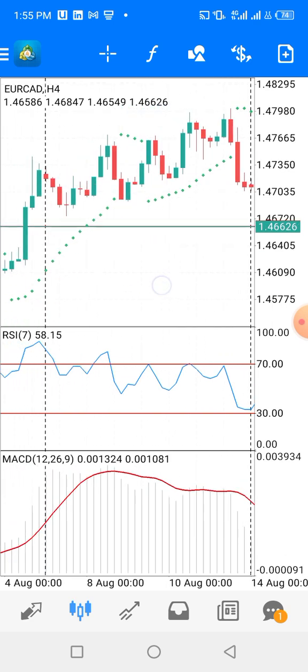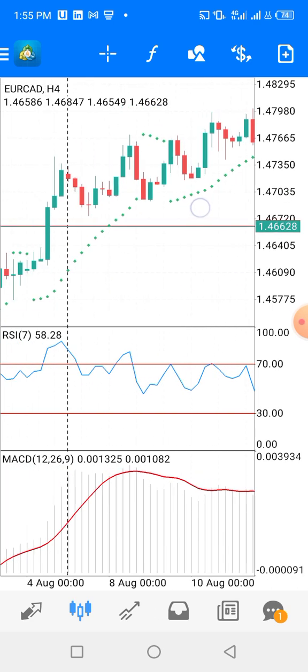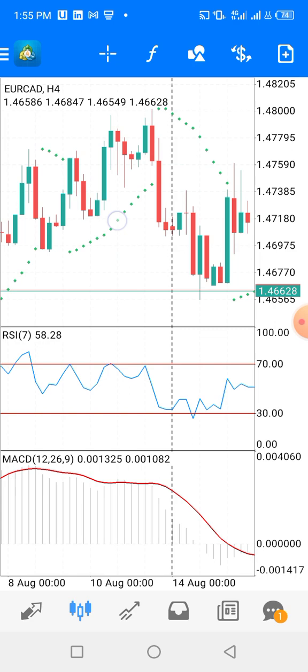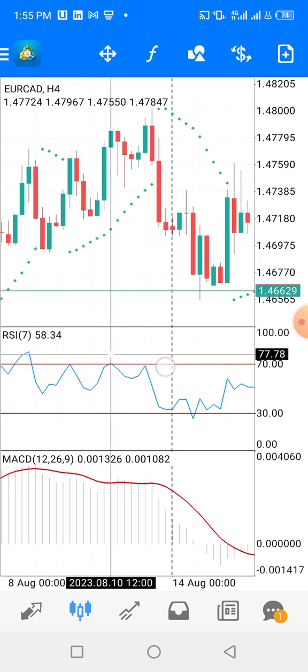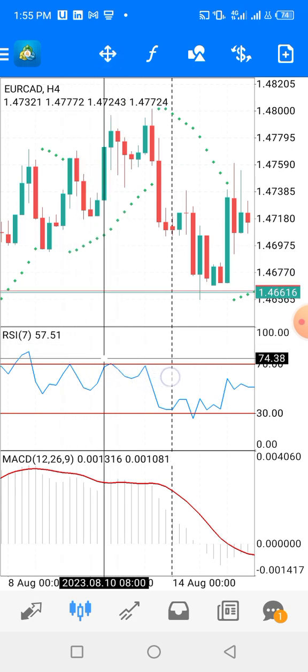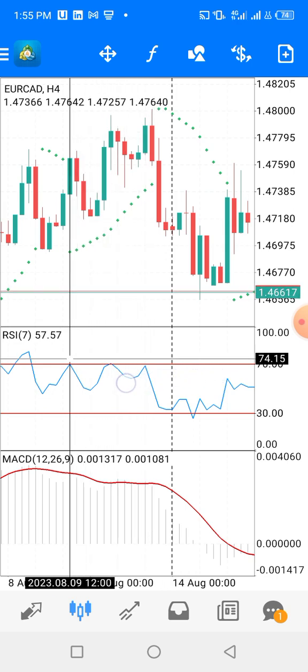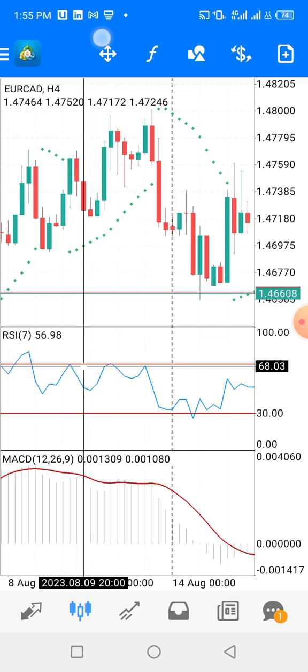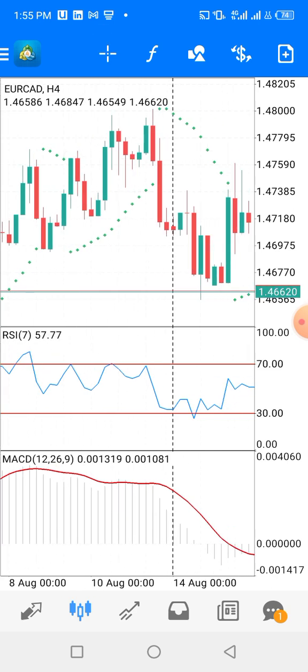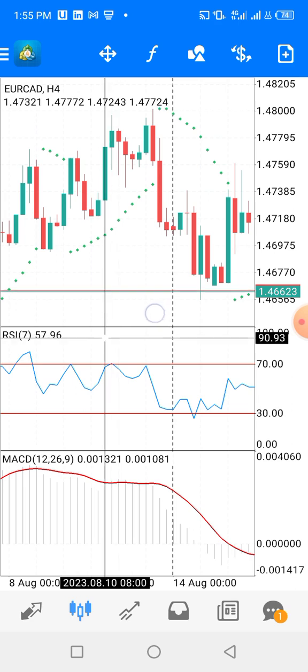The Parabolic Sar also went here again to give us another signal over here. Let's see if we can enter. Yes, here we spot first entry here. If we should have entered this first entry, let's see if we could have made any profit. We would have lost, because from this distance to this distance, it's not up to 60 pips. So let's look at the second one and see.